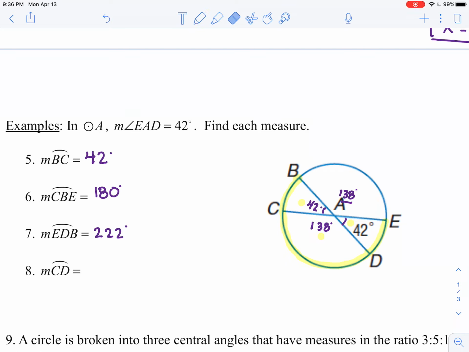And then question number 8 wants the measure of arc CD. So start at C, end at D. I know they're talking about the minor arc because it's only 2 letters in the name. So arc CD, the same as its central angle, should be 138 degrees.